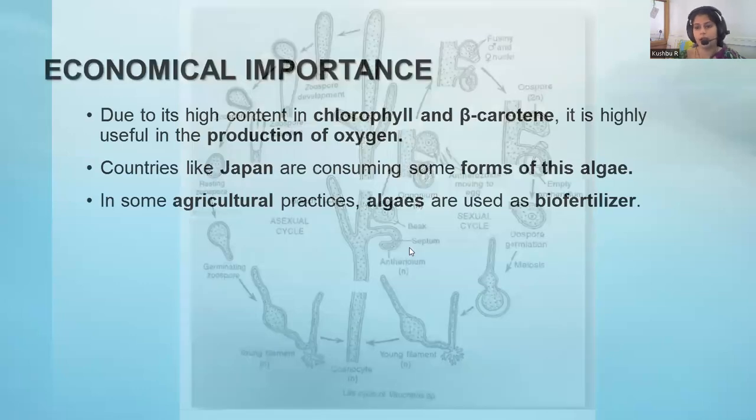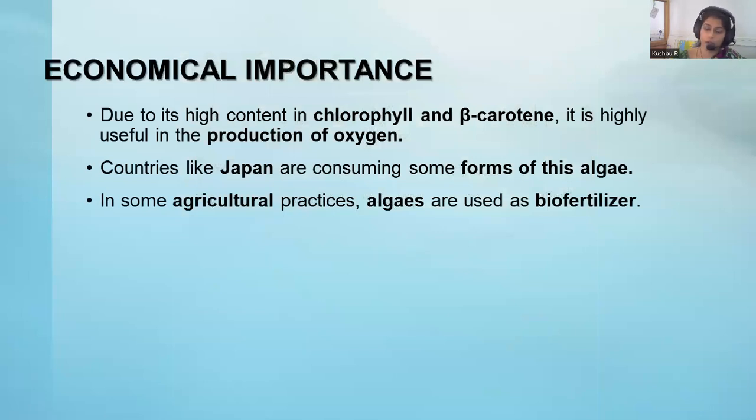This is a very basic application or economical importance of Vaucheria, as they are rich in beta carotene and chlorophyll. They are believed to be highly photosynthetic in nature, which makes them a good oxygen producer. It is also consumed in Japan as a form of food or in the form of fodder. It is also used as a biofertilizer.